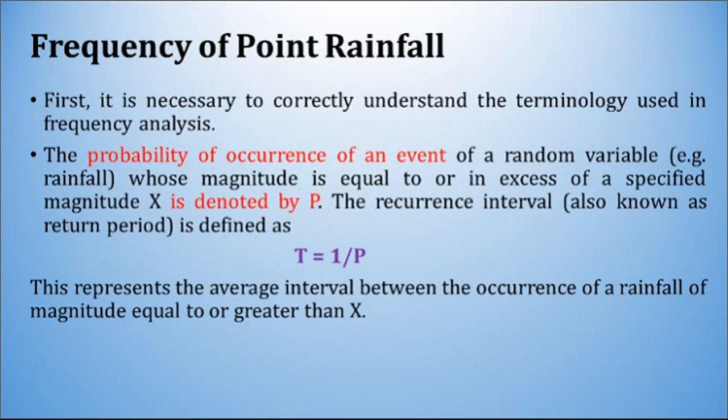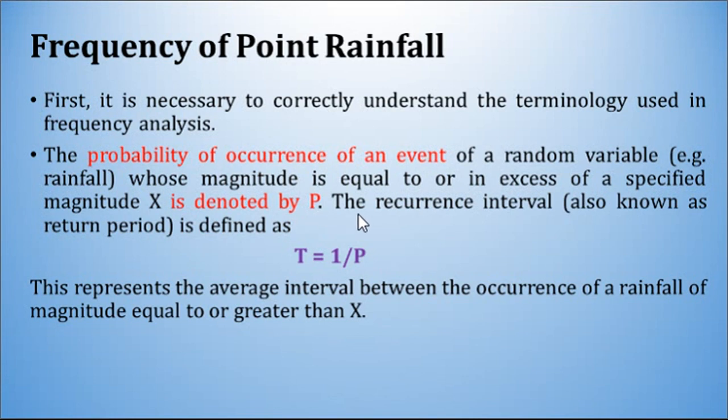First, it is necessary to correctly understand the terminology used in frequency analysis. The probability of occurrence of an event of a random variable, for example rainfall, whose magnitude is equal to or in excess of a specified magnitude x, is denoted by p. So here the probability of occurrence of the event is denoted by p. So what is the event? The event is a random variable, for example rainfall, which has magnitude x. So the probability of occurrence of an event, if its magnitude is equal to or greater than x, is denoted by p.